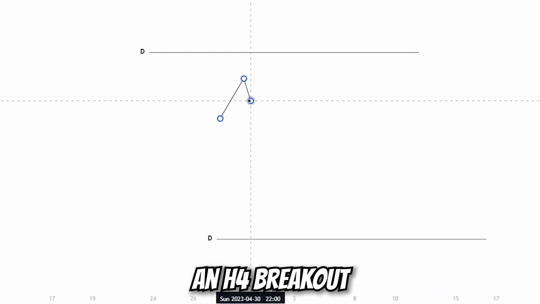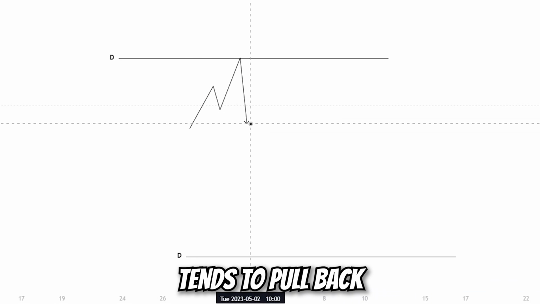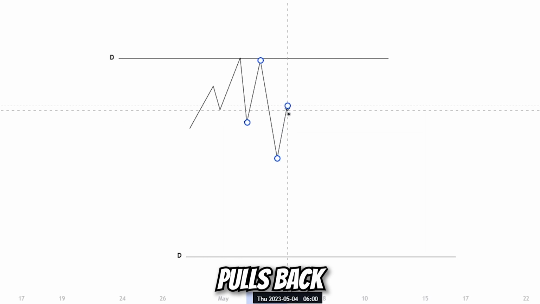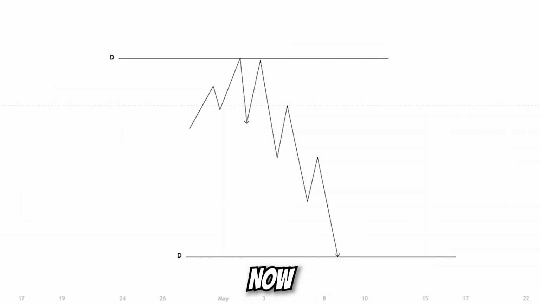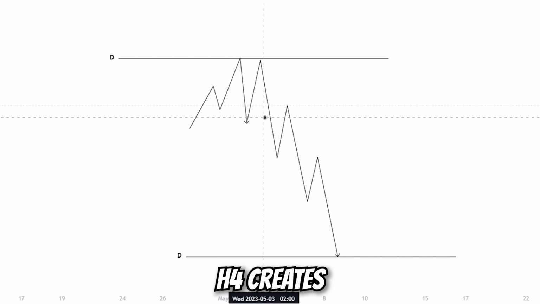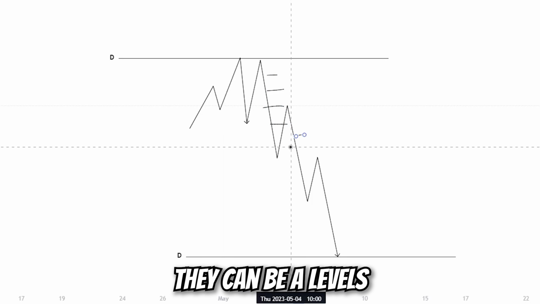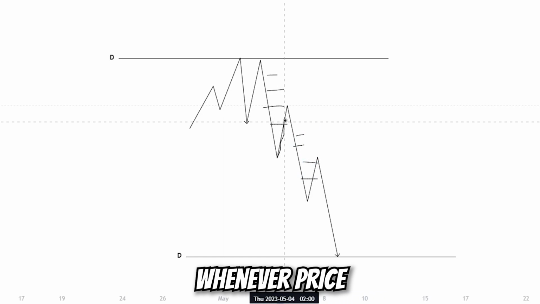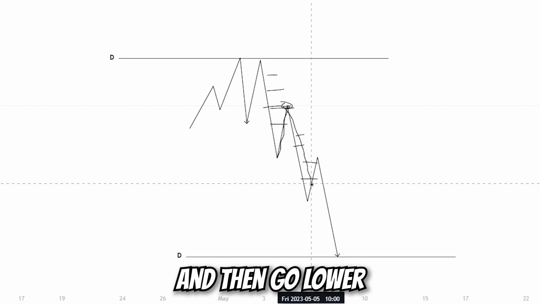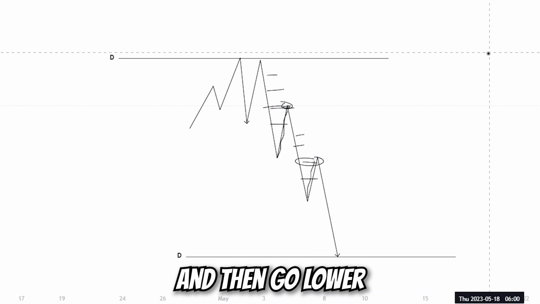Let's say you have an H4 breakout, okay? So price tends to pull back and then goes down, pulls back, goes down, pulls back, goes down. Now, every time price goes down, H4 creates new levels in here. So they can be gaps, they can be A levels, they can be whatever. Whenever price pulls back, it's gonna react to one of them and then go lower, react to one of them and then go lower, okay?